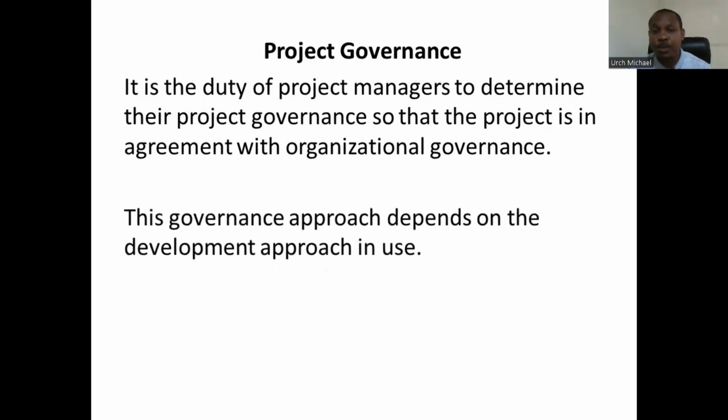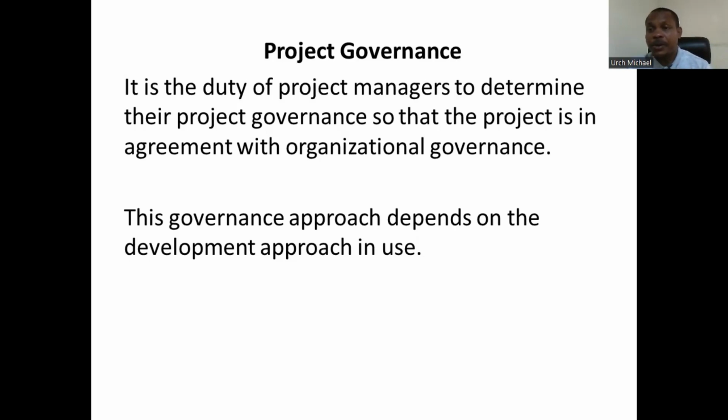So the governance approach depends on the development approach being used. Every organization decides depending on the nature of its production. It could be an IT organization, a construction industry, a finance industry, whatever it is. Depending on what the organization does, the development approach is different. For instance, if it's a construction industry, their development approach might be more of a predictive approach or a hybrid approach.